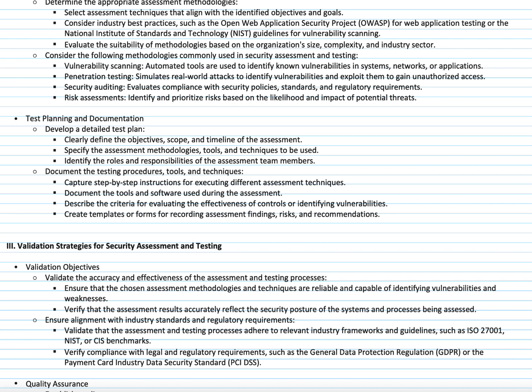So the objectives, the scope, and the timeline of each assessment. So you need to have a plan of what objectives you're looking for, what is the size of the scope, and then how fast are you wanting to get this accomplished. This would include the methodologies, the tools, and the techniques that you're planning on using on this overall test. You also want to define who has the responsibilities to do what.